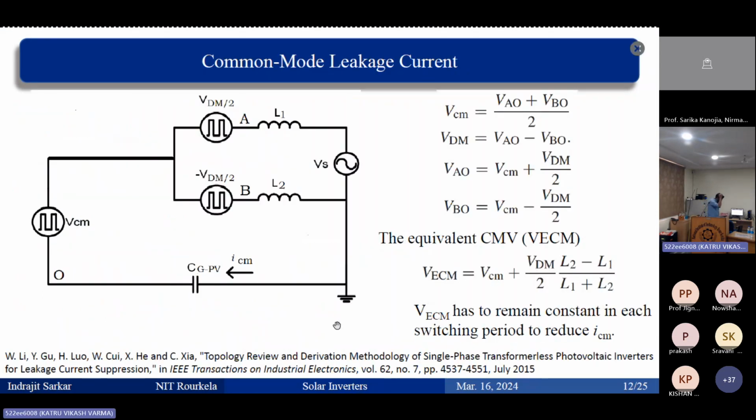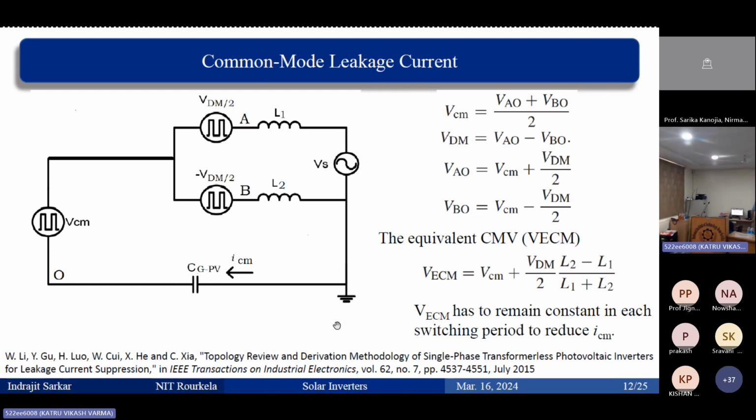Okay, so this is the equivalent circuit. Now we are going deep into understanding how the leakage current exists and how we can mitigate it. It's very simple. This is the equivalent circuit of that solar inverter. What we have here is DM, meaning differential mode, and CM, meaning common mode. This is the common mode current, this is the parasitic capacitance, and these are the two inductors.